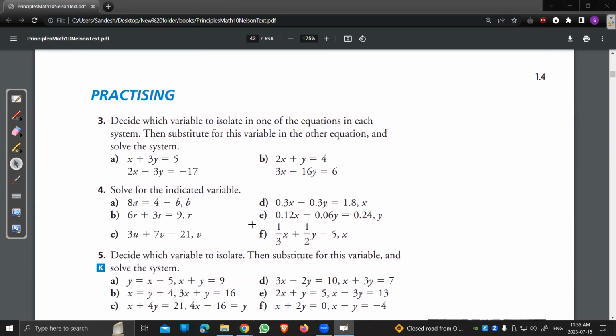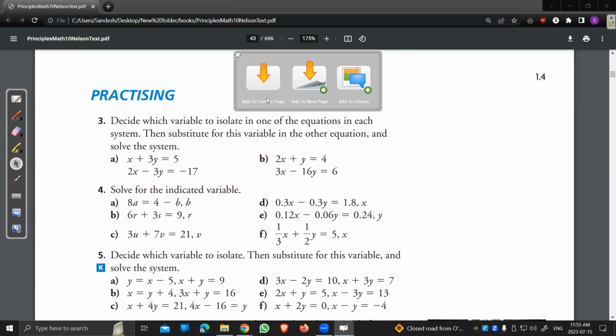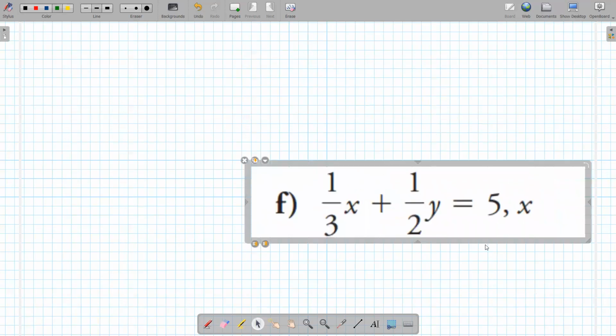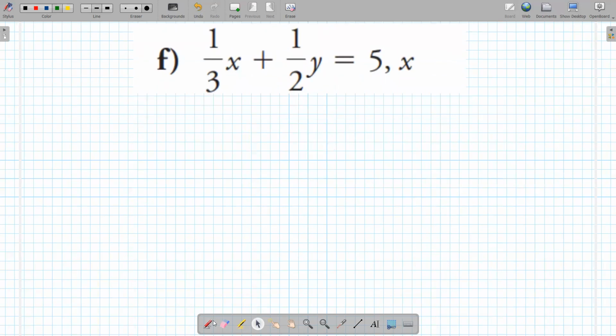This one, it says solve for one of the variables, which is the same thing as isolate for one of the variables. Now here we need to isolate for x. How do we do this? Isolate means we need to throw everything else onto the other side of the equation. Subtract 1/2 times y.